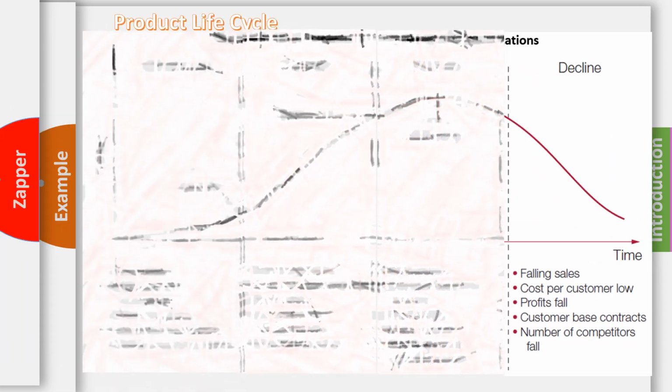And then we have the decline stage, and in the decline stage, you in essence have falling sales. The cost per customer is low, the profits tend to fall, and the customer base contracts, and a number of competitors fall as well. And now you get to the stage where customers' preferences, customers' needs are changing, hence the reason for the decline. Or you may have other competitors, cheaper products, better quality, and so on and so forth. So here you go into the decline stage.